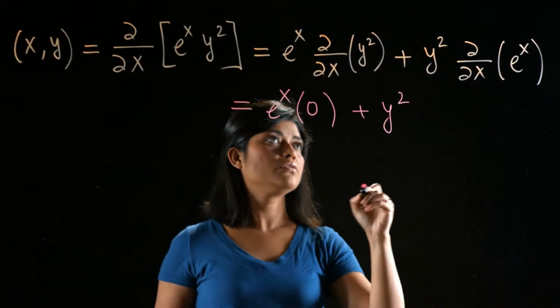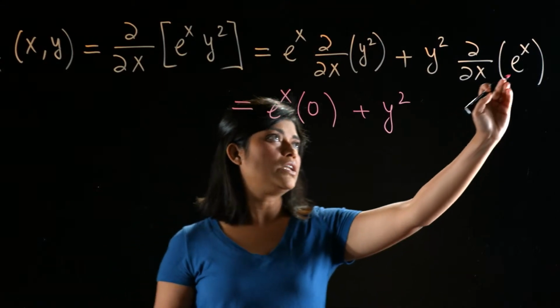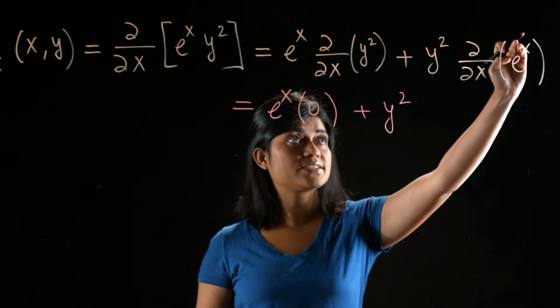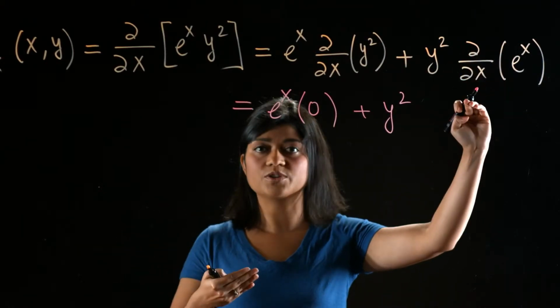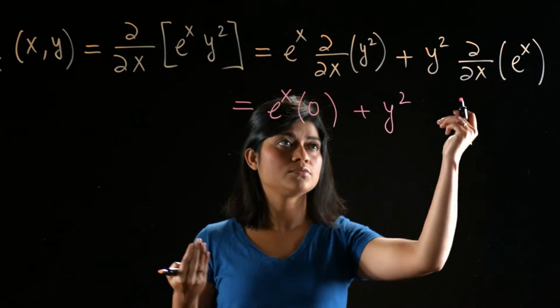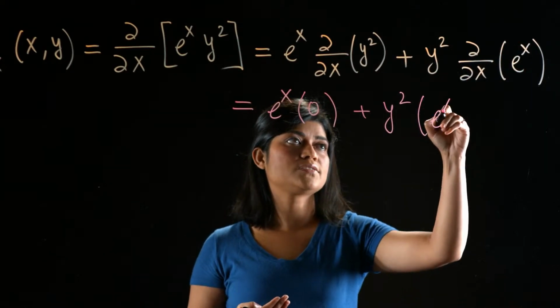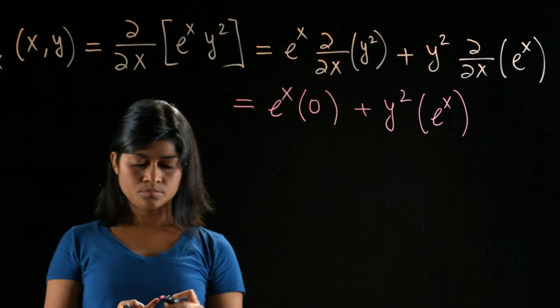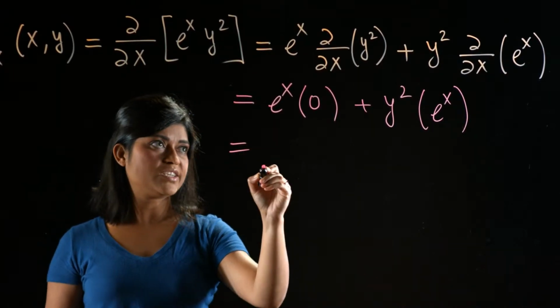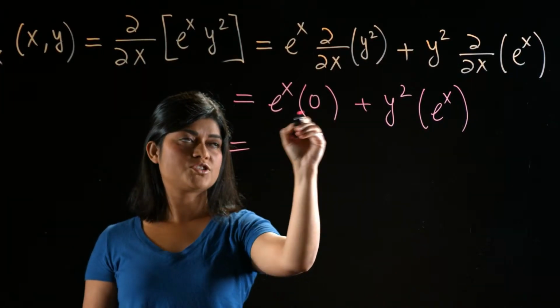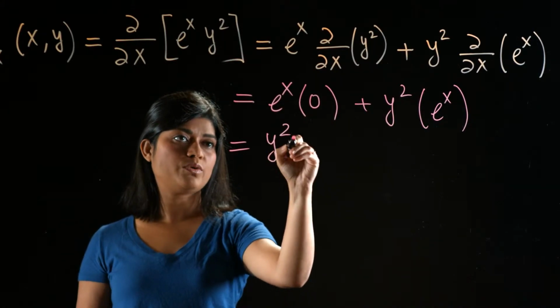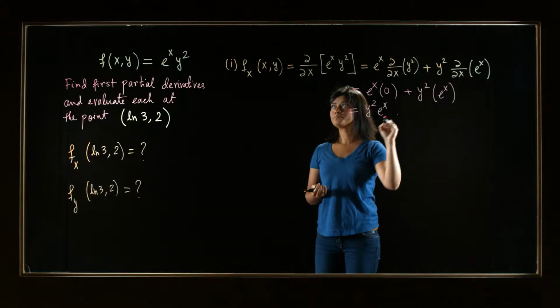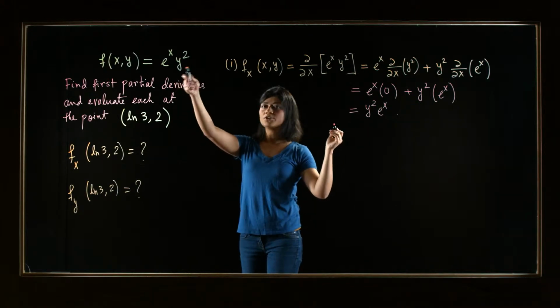For the second one, keep y square as it is. Now, you're taking the derivative of e to the x, and it's a partial derivative with respect to x. Same variable, so the derivative of e to the x is e to the x. So the first term is 0, and you will have y square e to the x. Notice it's the same as the function itself.